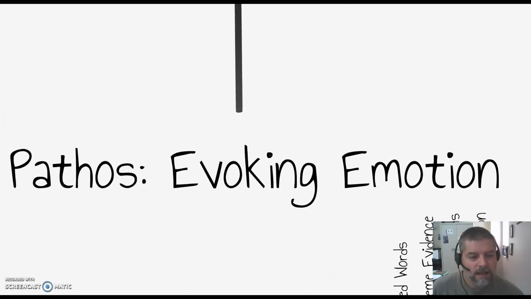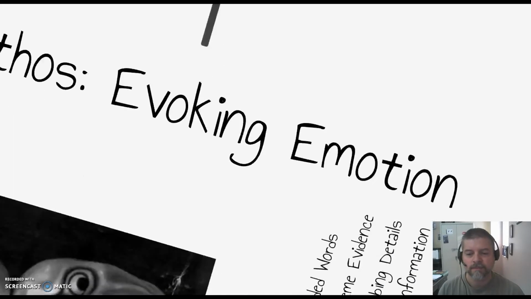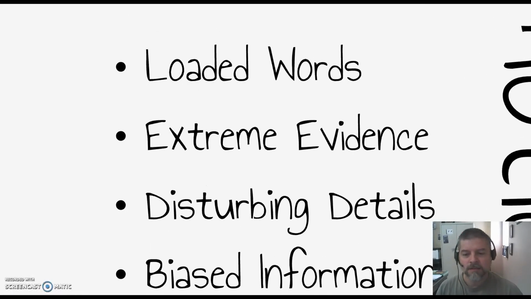And then the last of the appeals is pathos, evoking emotion. Again, probably overall in human history, the most effective way of getting a point across or winning an argument is if you can tap into people's emotions. And here are some of the main ways you do that: loaded words, extreme evidence, disturbing details, and biased information.